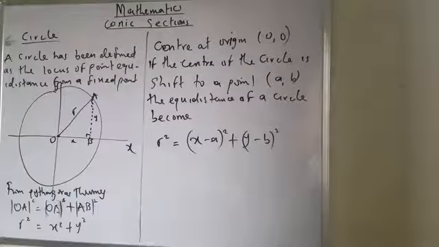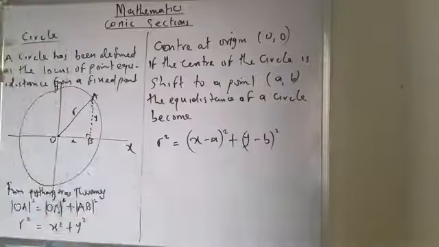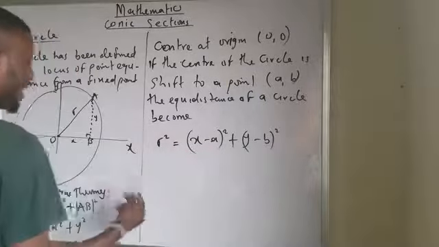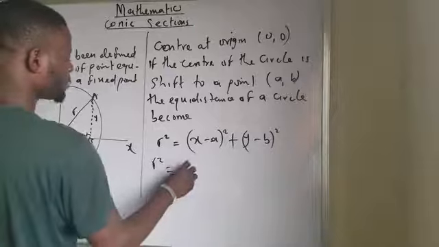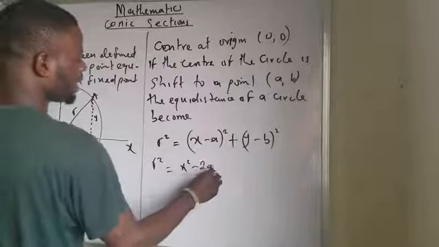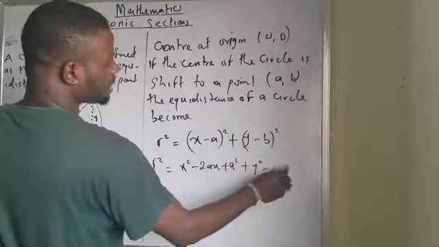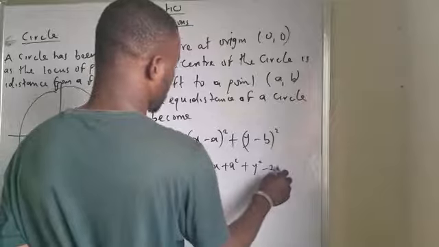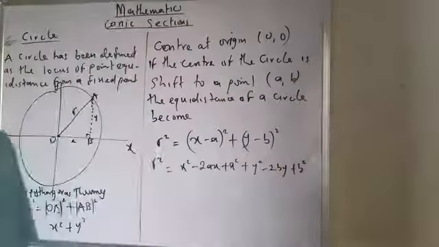Now it means once the center shifts to this, this is what? The equation of the circle with the center. Now if I expand it, I will have r squared equals x squared minus 2ax plus a squared plus y squared minus 2by plus b squared.